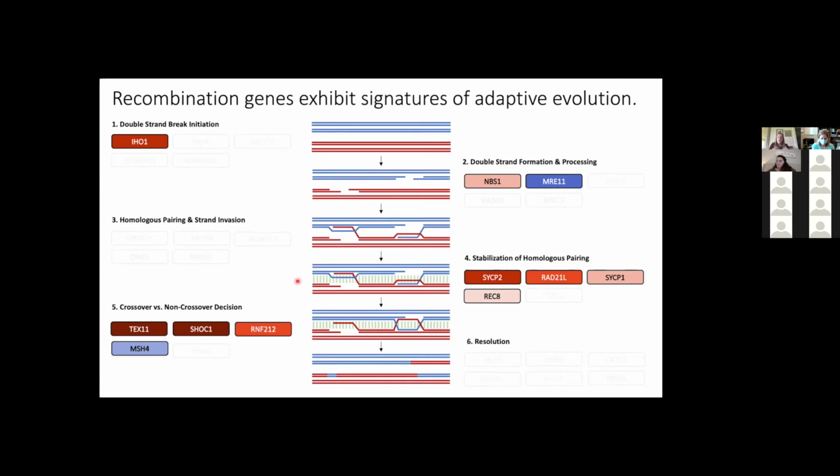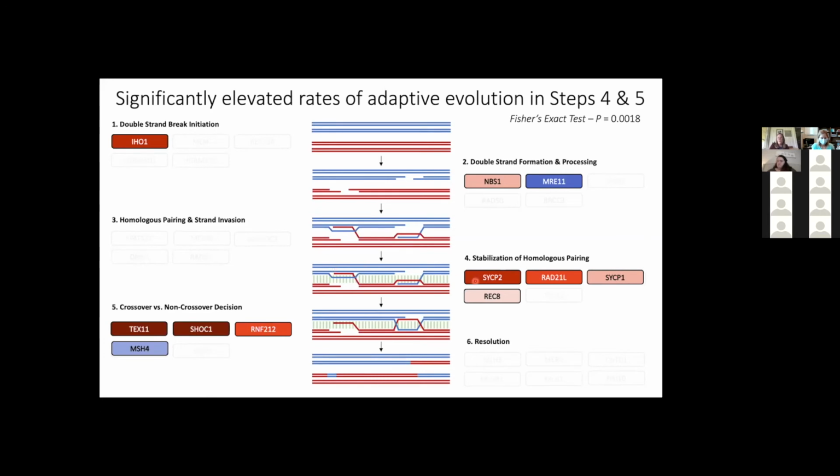And when we looked at where those genes were located in the pathway, we saw that there was a statistical overrepresentation of genes with signatures of positive selection in these two steps, step 4 and 5. So genes that we sampled that were involved in the stabilization of that homologous pairing and that crossover, non-crossover decision were much more likely to have signatures of positive selection than you would have expected. And so that gives us some idea that it is in fact the case that genes that are regulating this crossover, non-crossover decision exhibit more frequent signature of adaptive evolution and potentially are contributing to differences in recombination rate between species compared to other steps of the pathway.